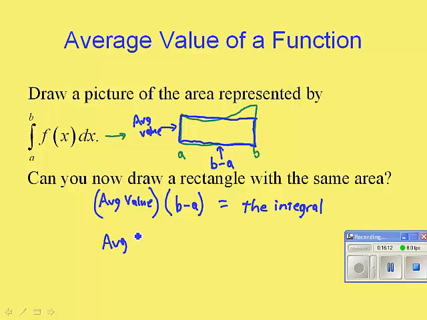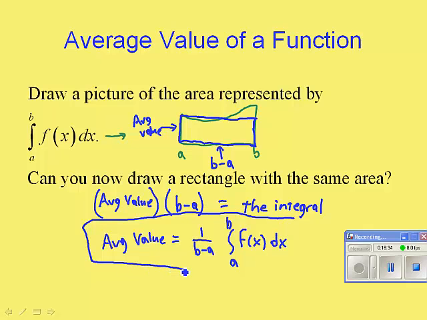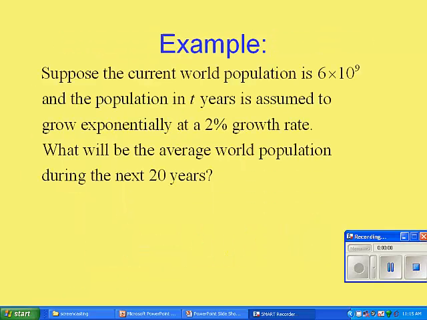So what that means is if you want a formula for average value, what do you do? You divide by b minus a. Or another way to say it is 1 over b minus a times the integral. So that is a formula that's very important. It says that the integral is going to give you the average value of the function if you just divide by whatever b minus a is. So here it is. Here's our application of average value.